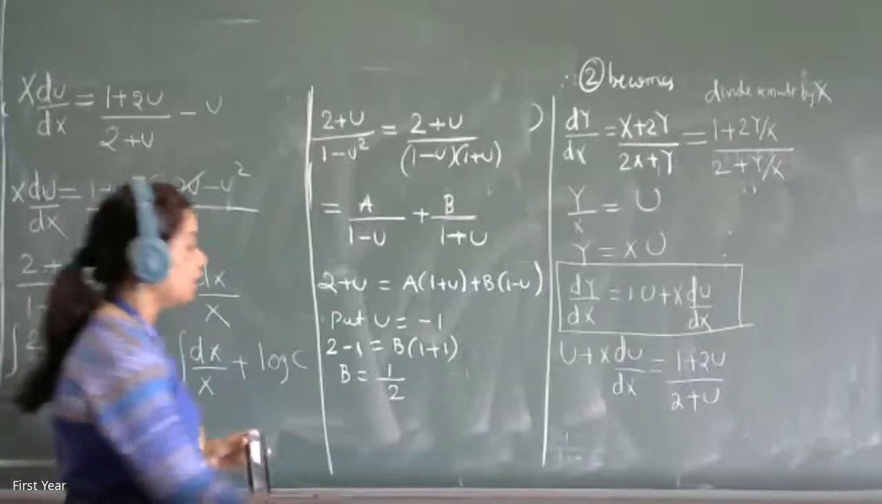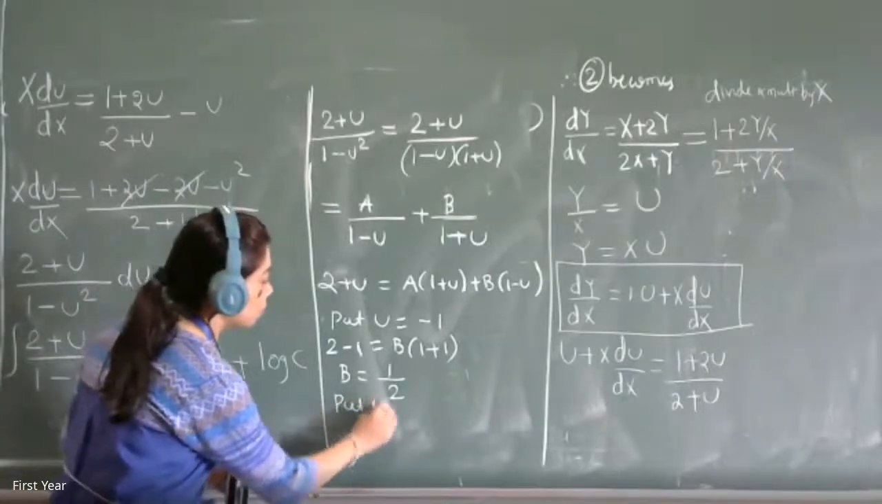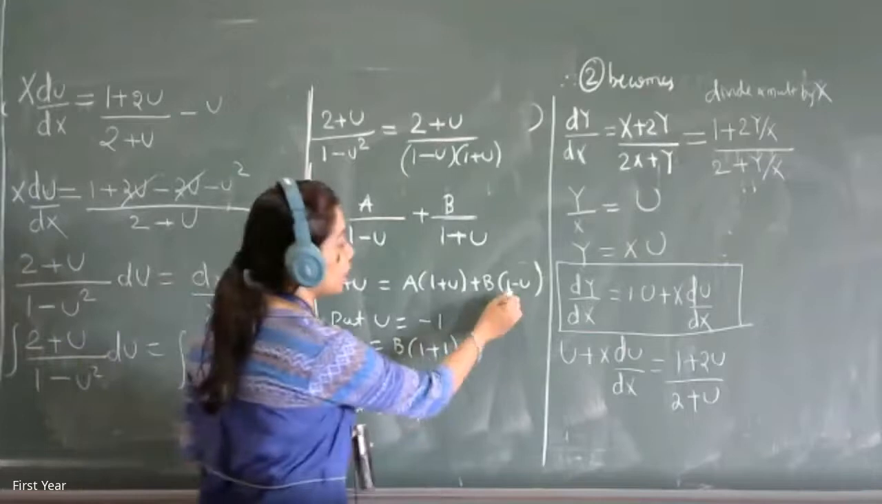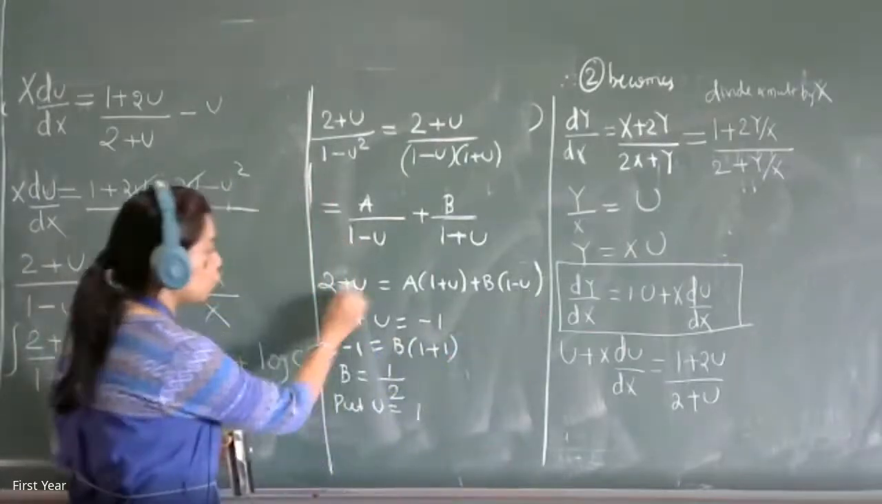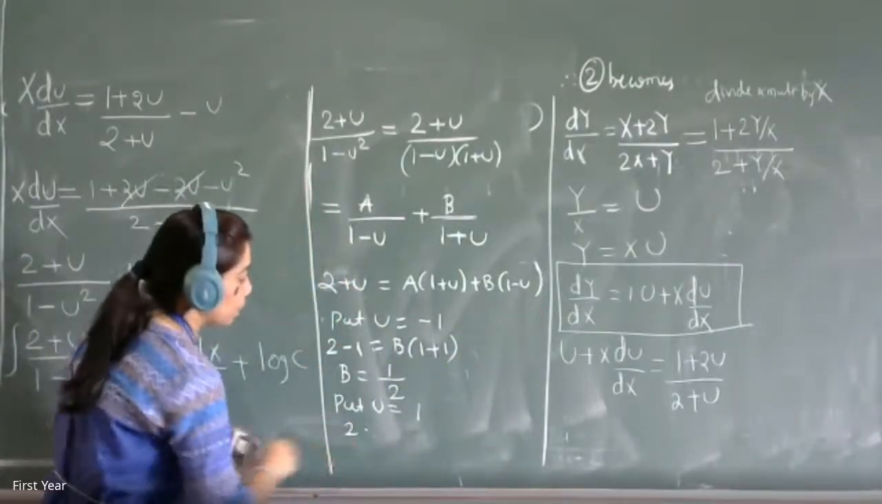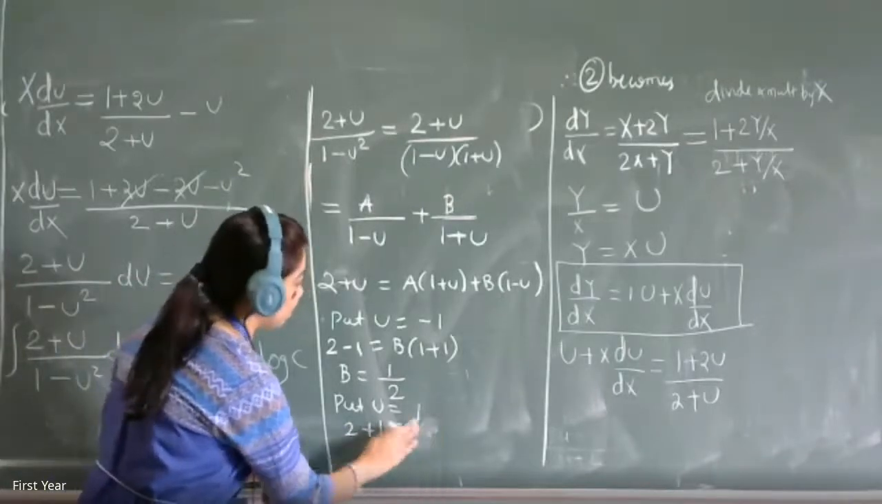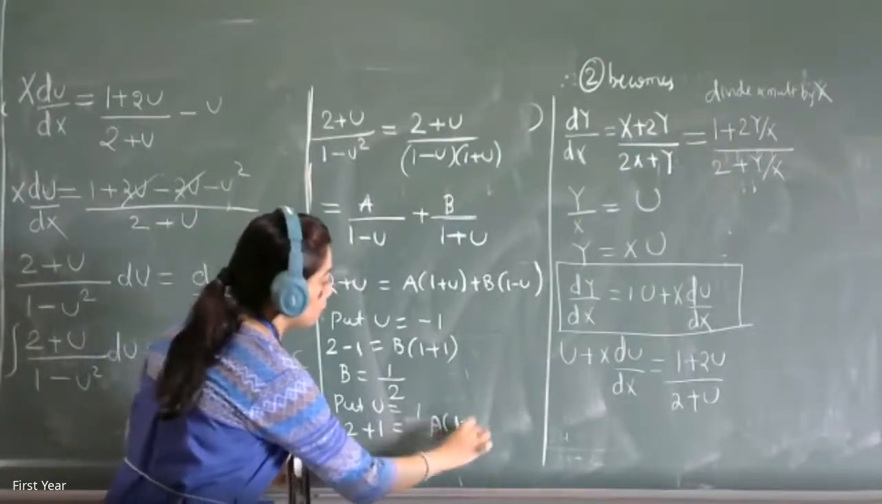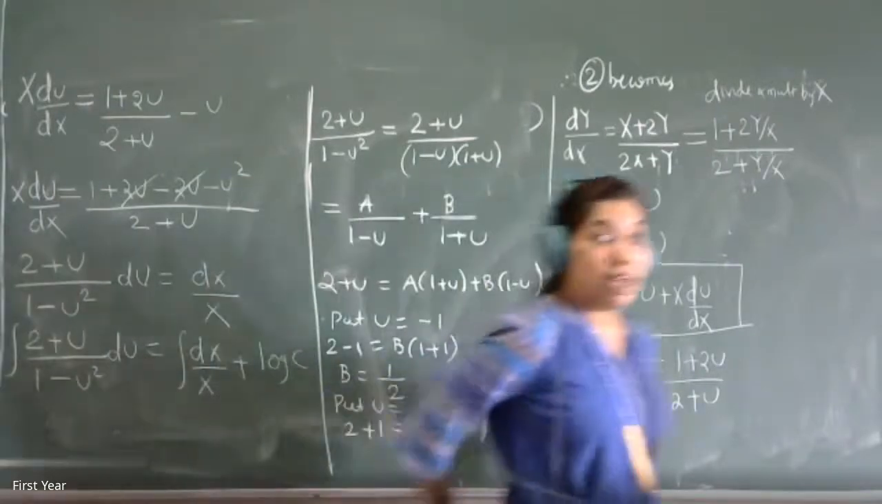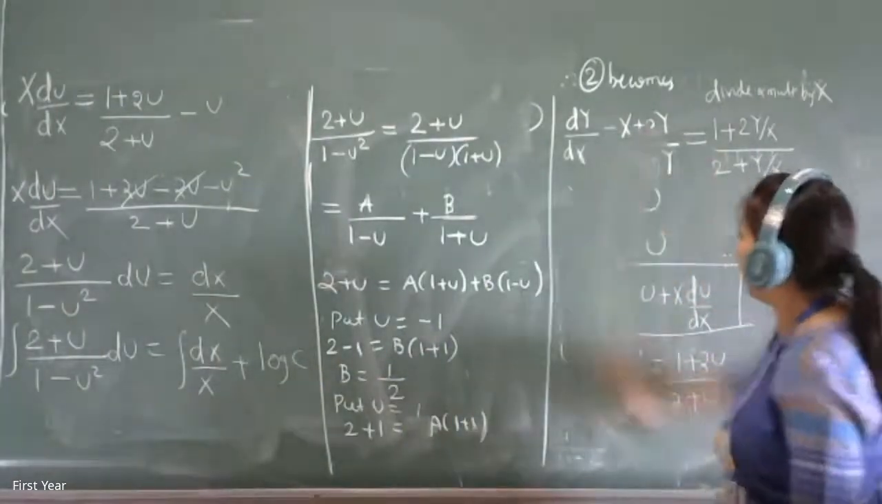Correct? And then put the value of u is equal to plus 1. So this will go, 1 minus 1 is 0. So 2 plus 1 is equal to a into 1 plus 1. And therefore, where we had started, and let's see how long the question is.